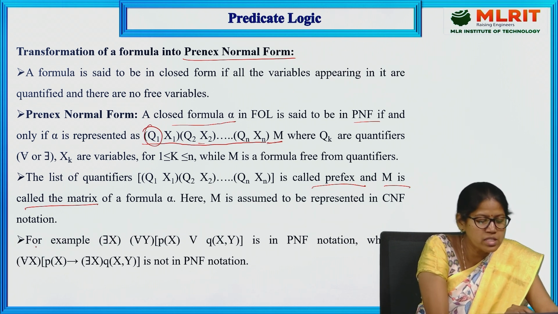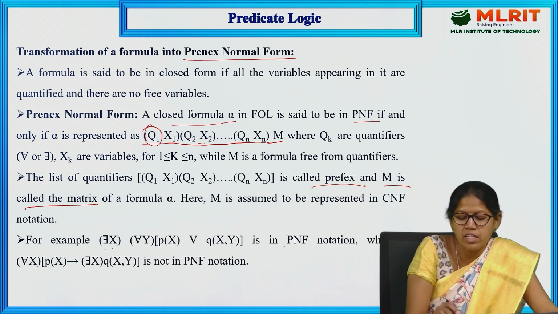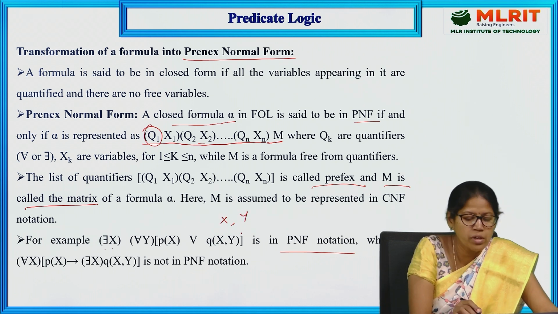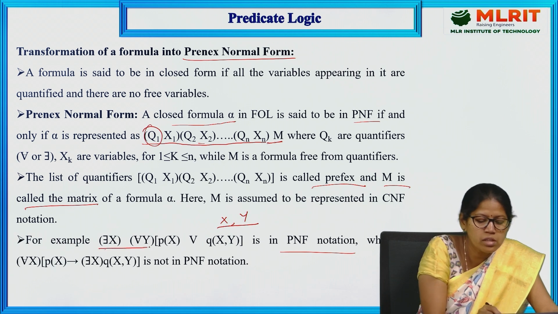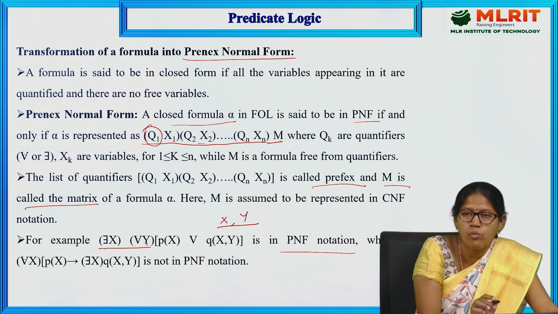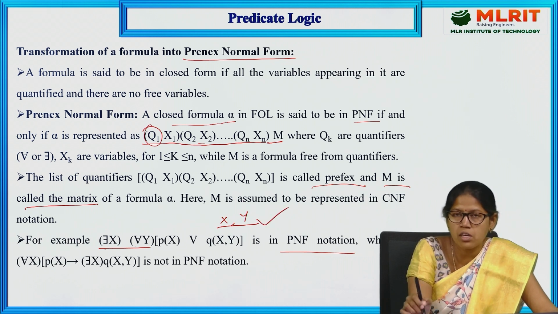So let's see the example here. For example, there exists X for all Y, P of X or Q of X comma Y is in PNF notation, because here we have two variables. For two variables, there are quantifiers: there exists X, for all Y. Then it is in the prenex normal form.